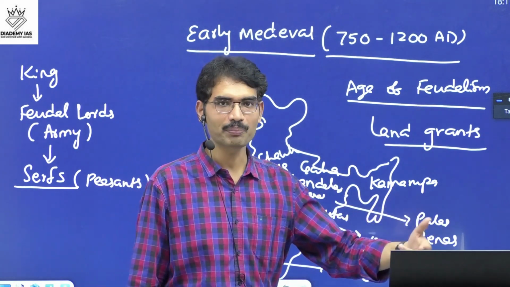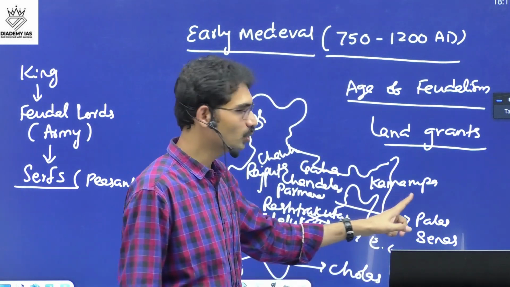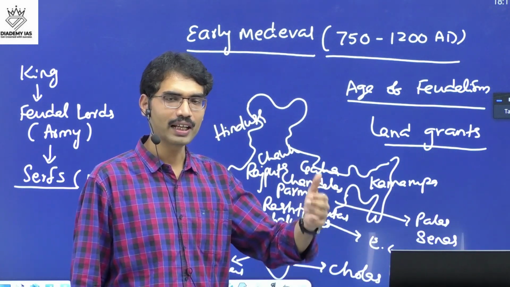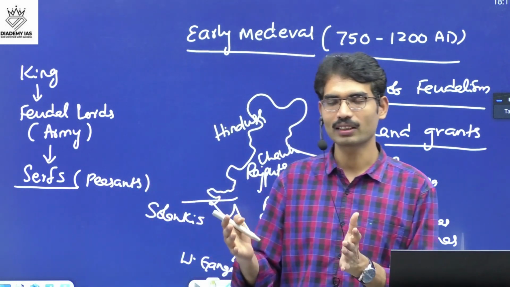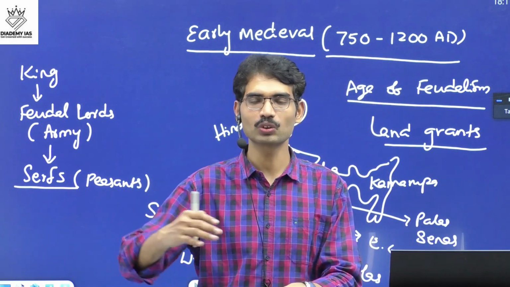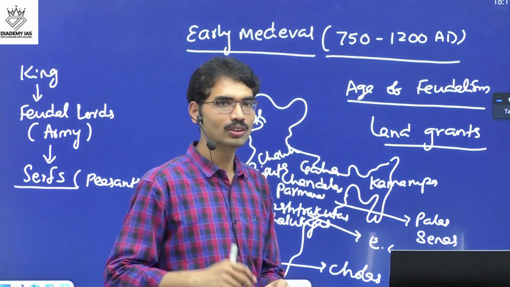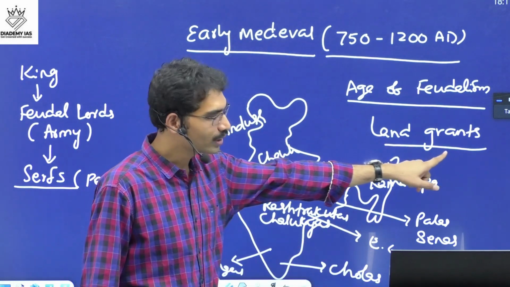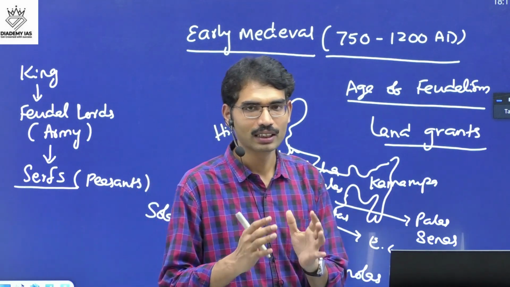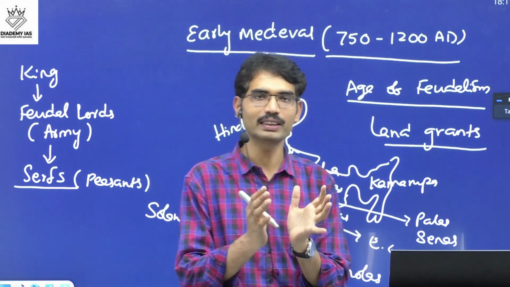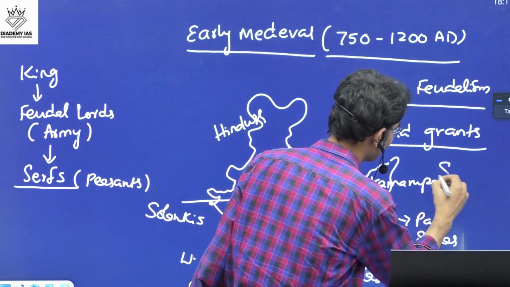Similarly, during this time period, trading activities were also limited. Because of this, the usage of coins was also limited. And naturally, when you want to give salaries, what will you do? As a ruler, you have to give salaries to administrators, but you don't have the money, so you will give land. For officers also, rulers started giving land grants. And gradually, these administrators carved out their independent, semi-autonomous kingdoms. We call them Samantas.